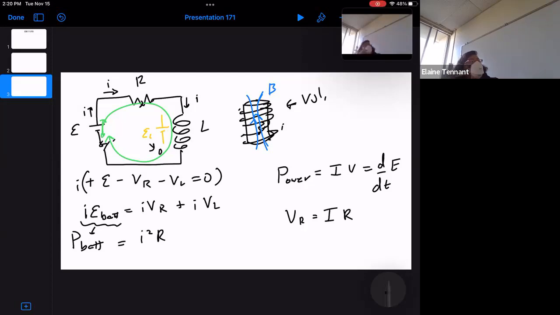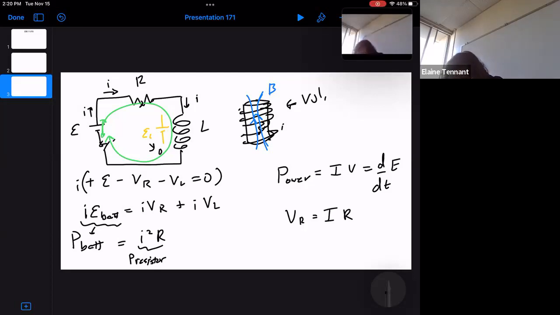Remember, we had three equations for power. IV, which was what we usually used for the battery. Then we had I squared R, and that's what we use for power dissipated by a resistor, or energy dissipated by a resistor. So this is the power, basically the energy that the resistor is dumping out of the circuit.